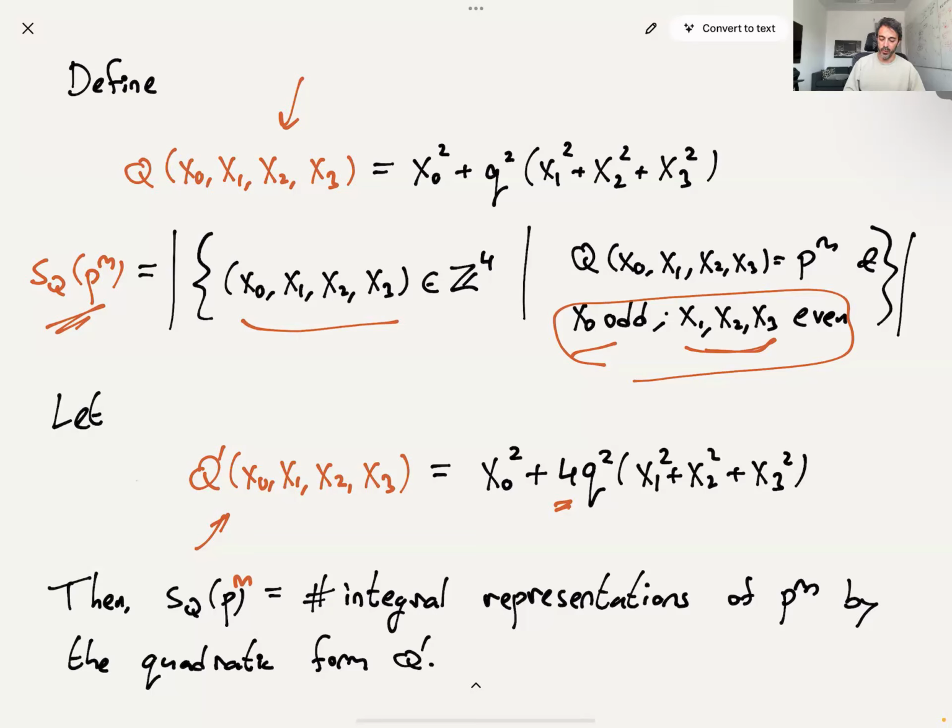Okay, so all you need to require is that the norm, like there is no quaternion yet, but the 4-tuple. Okay, so anyhow, SQ of P to the M is the number of integral representations of P to the M by this Q prime. That's what I'm saying.